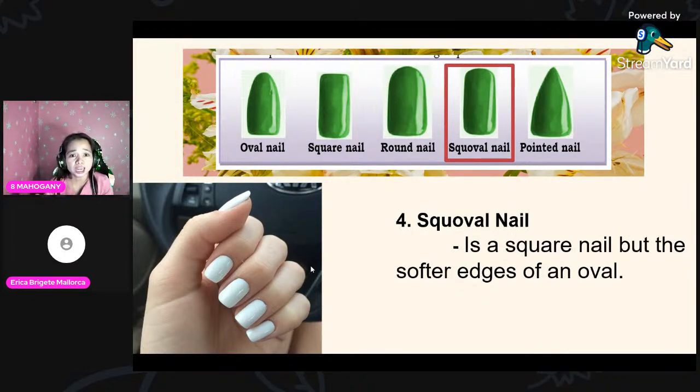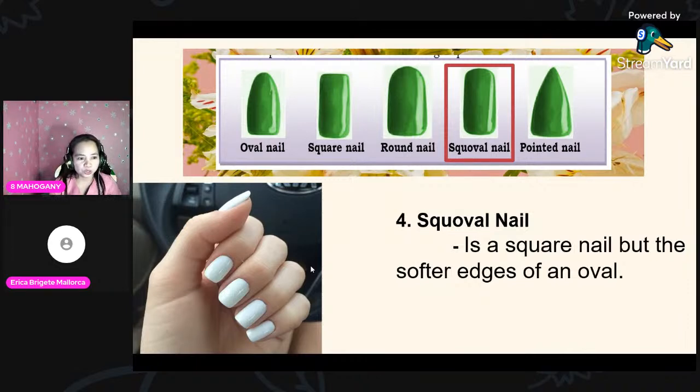So, meaning, yung gilid niya is medyo round. Diba? Yung pagka-cut sa gilid. Okay po? But the softer edges of an oval. Okay? So, oval shape yung pag-cut sa gilid. This is the squoval nail. Okay po? So, again, sana hindi po kayo malito sa square nail at sa squoval nail.